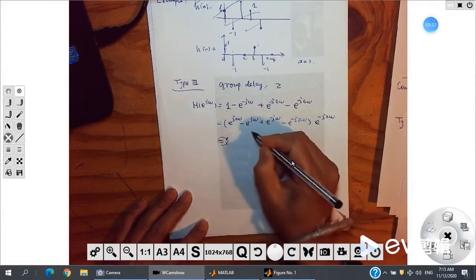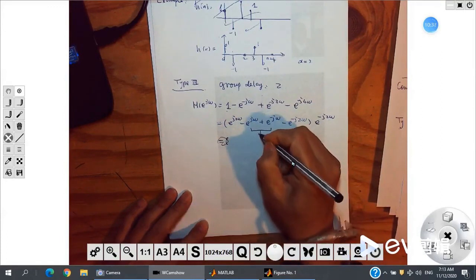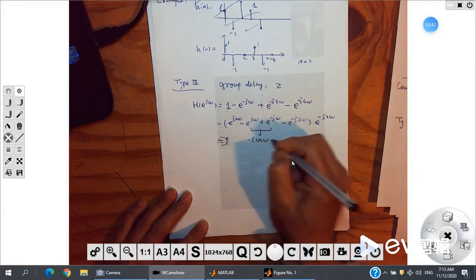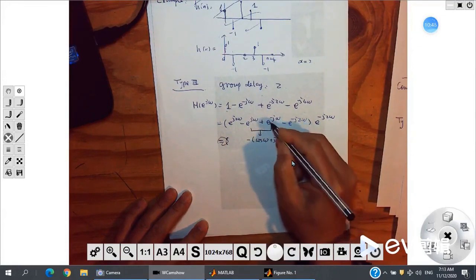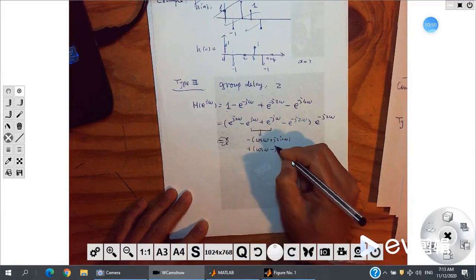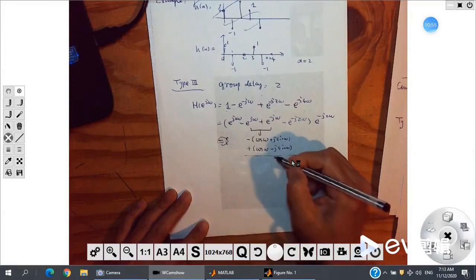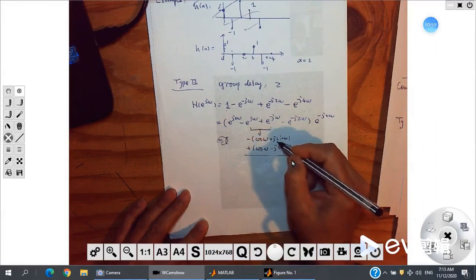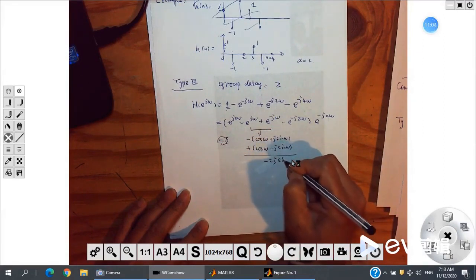I do similar thing. These two you merge together, it will be what? This is a negative of cosine omega plus j sine omega, and second term is a positive cosine of omega minus j sine omega. So you do summation, you merge these two together, they cancel. This cosine cancels. This is negative j, so I have negative 2j of sine omega.